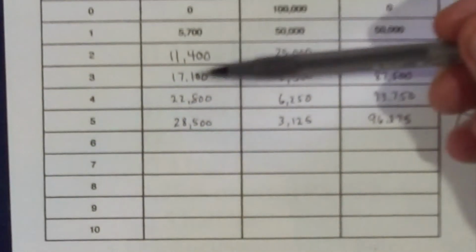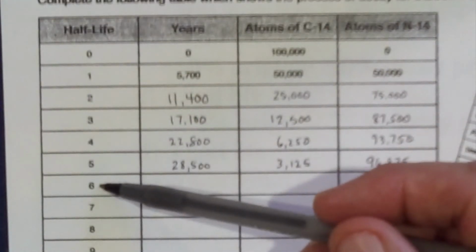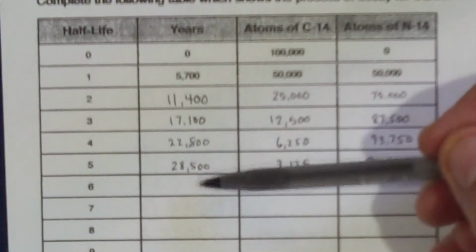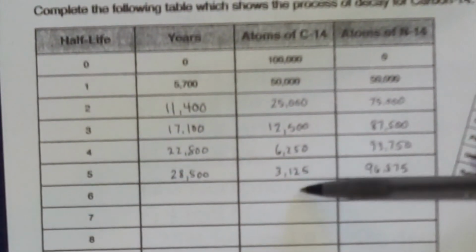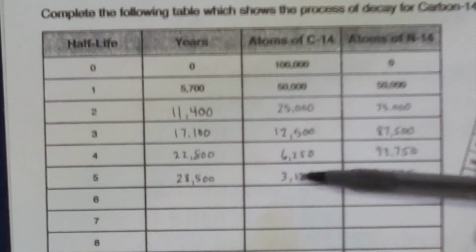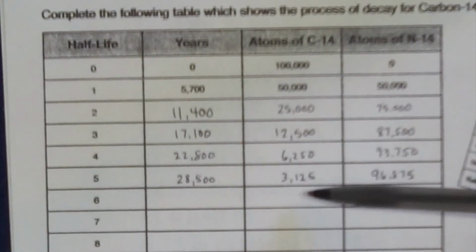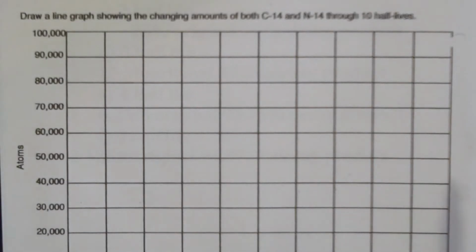Your assignment is to complete the chart. To figure out the number of years, you can multiply 5,700 times the number of half-lives to get that, or just add 5,700. To figure out the number of carbon-14 atoms, you just divide the number in half. To figure out the number of nitrogen-14 atoms, take the number of carbon-14 atoms you now have, subtract it from the original amount. Then draw a line graph showing the amounts of carbon-14 and N14 through 10 half-lives.